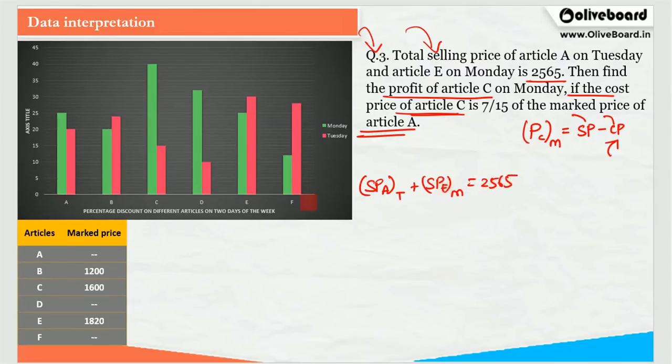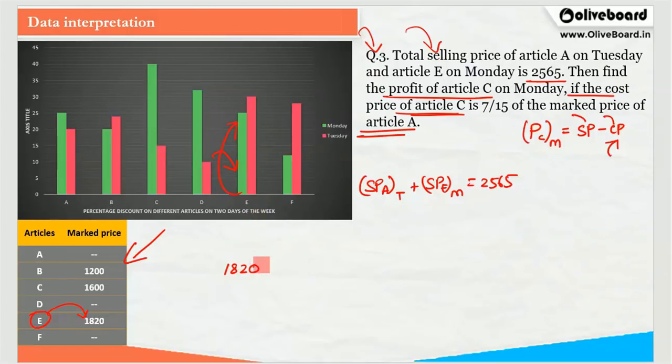If you look at the tabular graph, they have already provided us with the data of mark price for article E. So 1820 is the mark price. Using the bar graph data for article E on Monday, the discount percentage is 25%. So if 25% is the discount, I am selling it at 75%. If I find 75% of 1820, I will get the selling price of E on Monday. After substituting that value, I can easily find the selling price of A. This way I will try to associate the information.